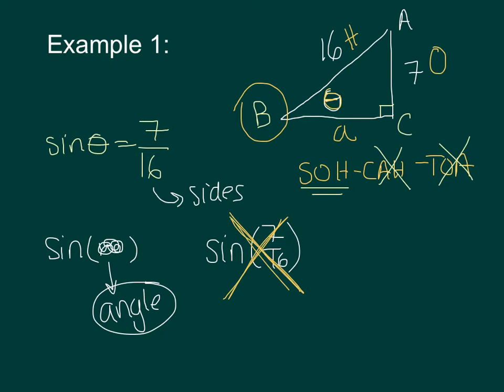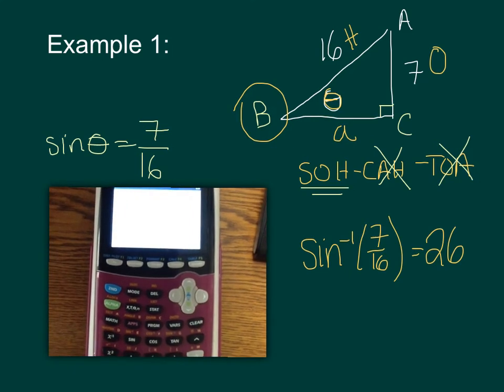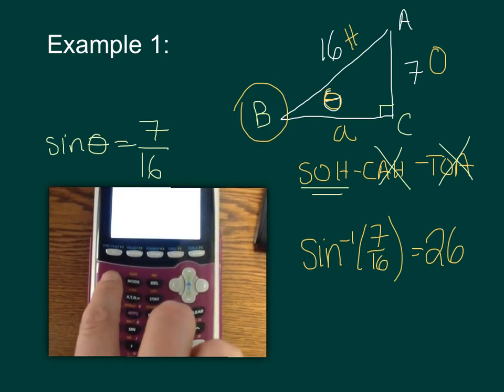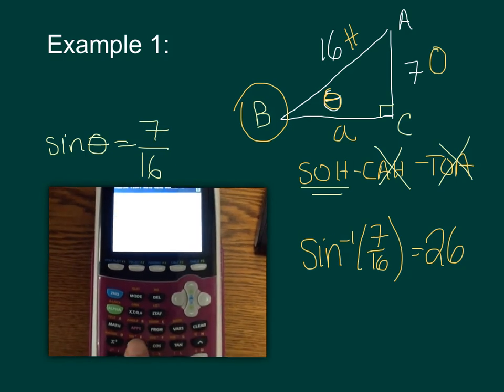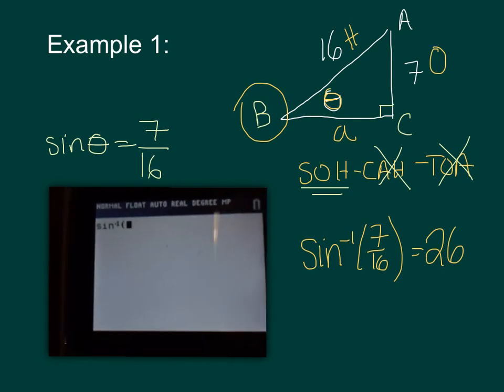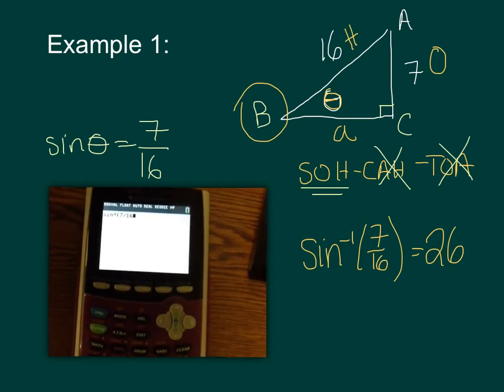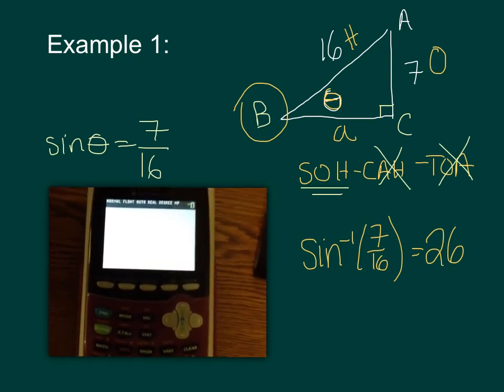So when you have sides, never put them inside the sine. Instead, we're going to use something called the inverse sine. It looks like this, sine -1. And we can put our 7/16 into that. Here's how it's going to work in the calculator. I'm going to hit the second button and then the sine button. If you can see this, it's going to be sine inverse, sine -1. And then I'm going to put 7 divided by 16 and close my parentheses. Now when I hit enter, this gives me the angle.